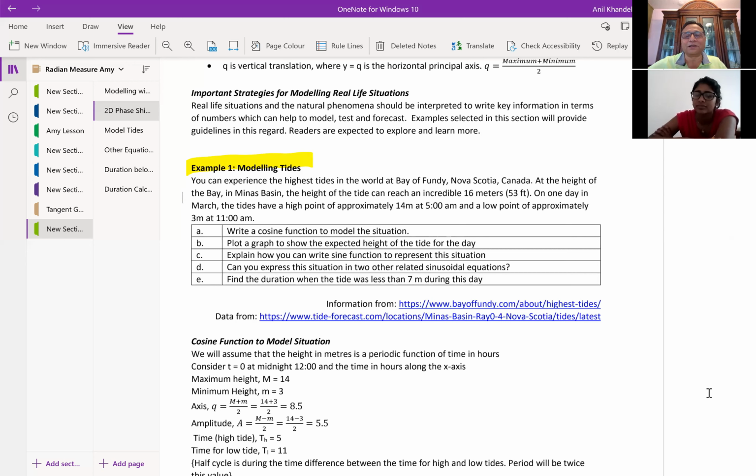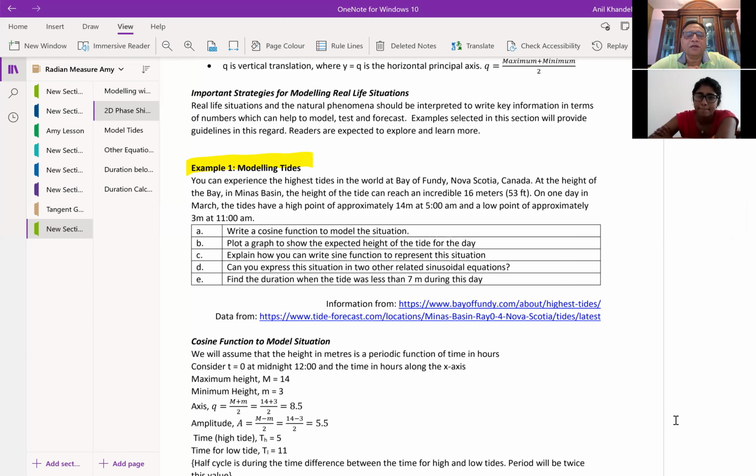So again, coming back to this question, it says, at the head of the bay in Minas Basin, the height of the tide can reach an incredible 16 meters. 16 meters is like a multi-storied building. On one day in March, the tides have a high point of approximately 14 meters at 5 a.m. and a low point of approximately 3 meters at 11 a.m. Right? So that is one day's work.